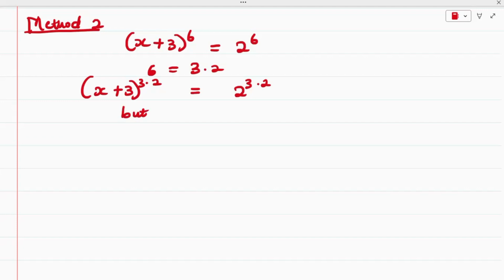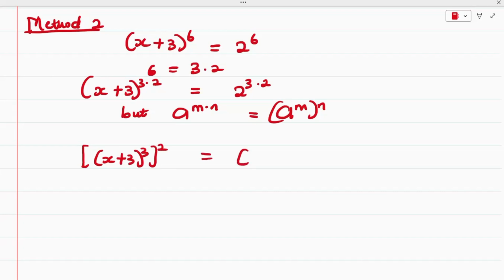2. But we know that if we have a raised to the power of m multiplied by n, this can be expressed as a raised to the power of m, all raised to the power of n. So putting this, we have this to be x plus 3 all raised to the power of 3 all raised to the power of 2 is equal to 2 raised to the power of 3 all raised to the power of what? 2.